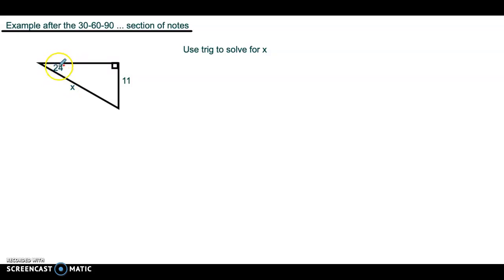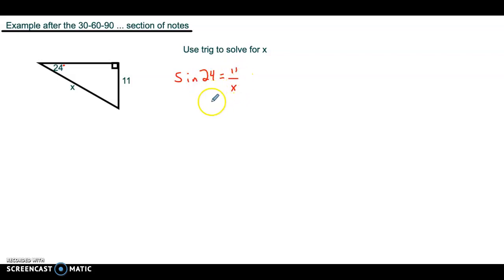Okay, so we always use one of our acute angles. We've got our 24-degree angle. This side, 11, is the opposite side. The x is the hypotenuse. So what relates this angle to these two sides is the sine, because it's opposite and hypotenuse. We always take the trig function of one of those acute angles. So sine of 24 equals the opposite, 11, over the hypotenuse, x.